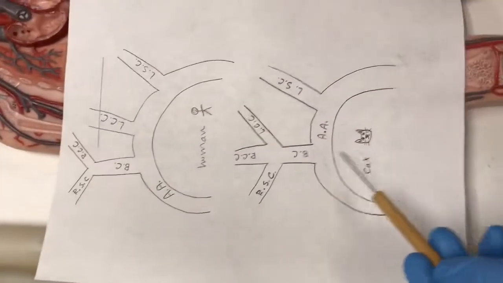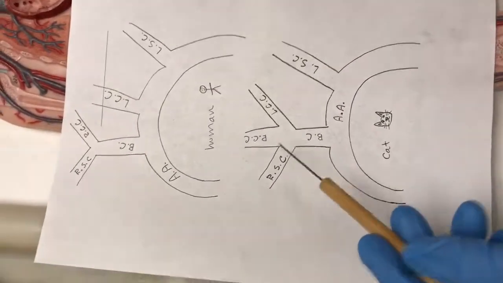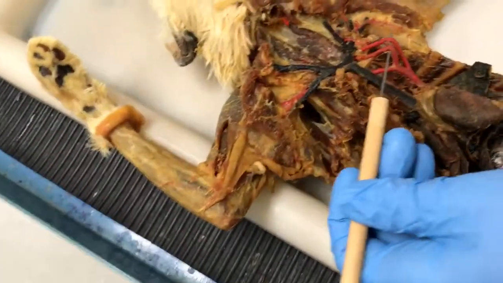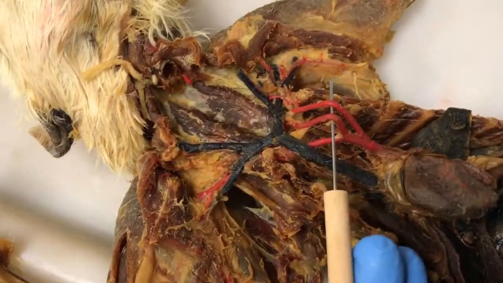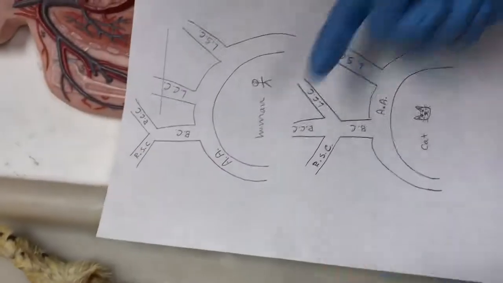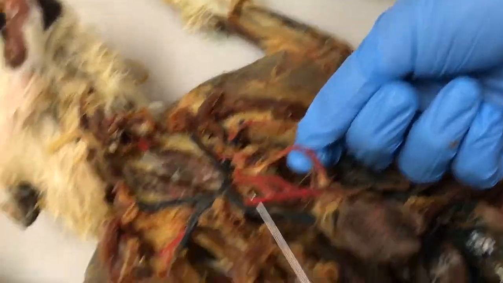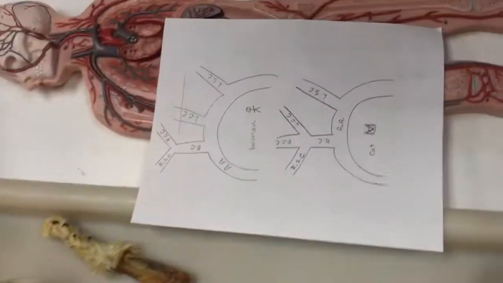And so down here on the cat, basically you have the brachiocephalic, the two inside is your common carotids, and then the two outside is your subclavian. So hopefully that reduces some of that confusion.